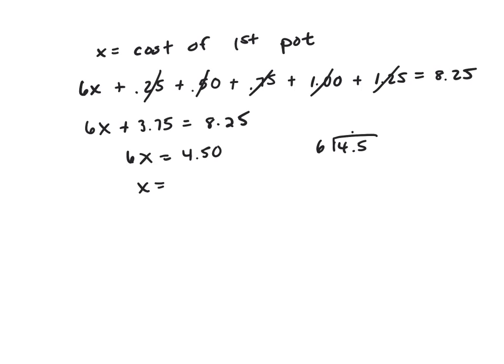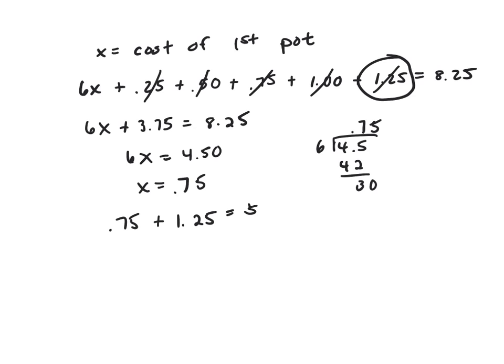So that's going to be 6 times 7. 7 times 6 is 42. Isn't that nice? So the first pot costs 75 cents. But we're trying to figure out the largest pot, and the larger pot's going to be $1.25 more. So 75 cents plus $1.25 is going to give you $2, and that's it.